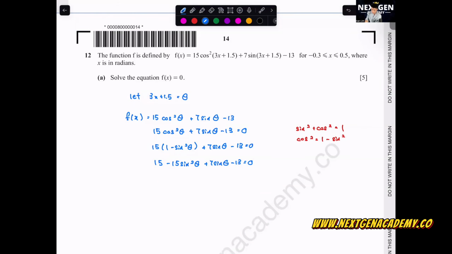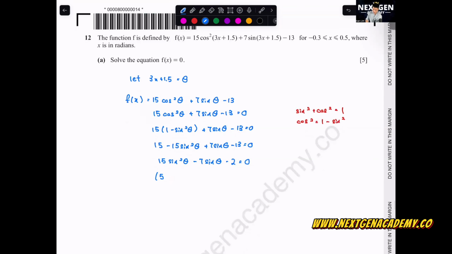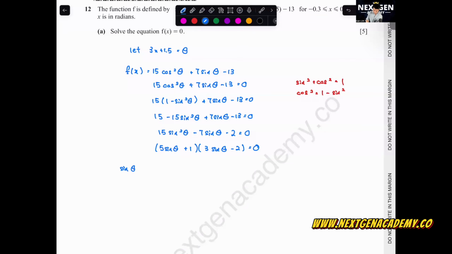Okay, we shift it all to one side. I'll shift it to the right-hand side, so it becomes 15 sine square theta minus 7 sine theta, 15 minus 13, then minus 2 equals 0. Can you see this is a quadratic equation? So we'll get (5 sine theta plus 1)(3 sine theta minus 2) equals 0. Okay, we split it up. Sine theta equals negative 1 over 5. Sine theta equals 2 over 3.